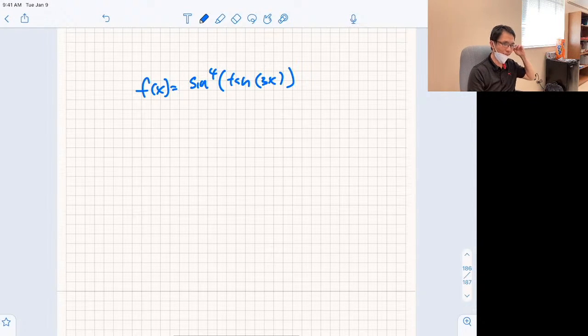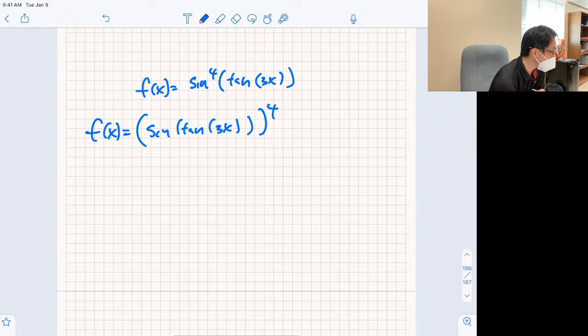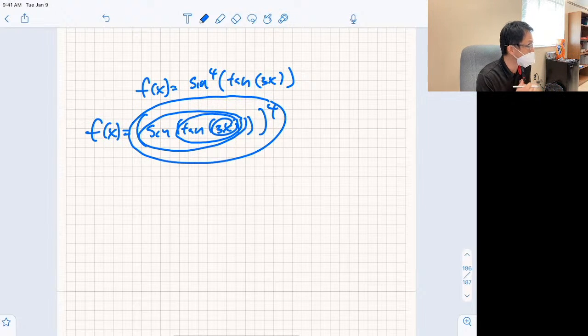I'm going to show you a trick to do this kind of question. You create a lot of bubbles. I rewrite this to the fourth power. Does that make sense? So this is a function within a function within a function within a function. This is chain rule to the extreme. The first function is x to the fourth, because something is to the fourth power. What do you plug into x to the fourth? You plug in sine of tangent of 3x. And you plug in tangent of 3x. That's pretty much 4 bubbles.